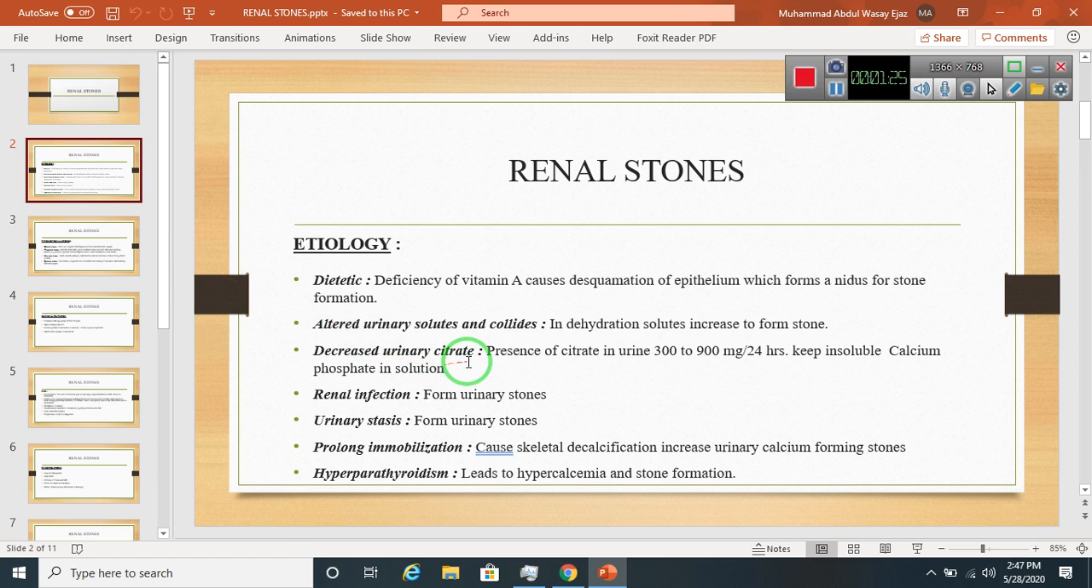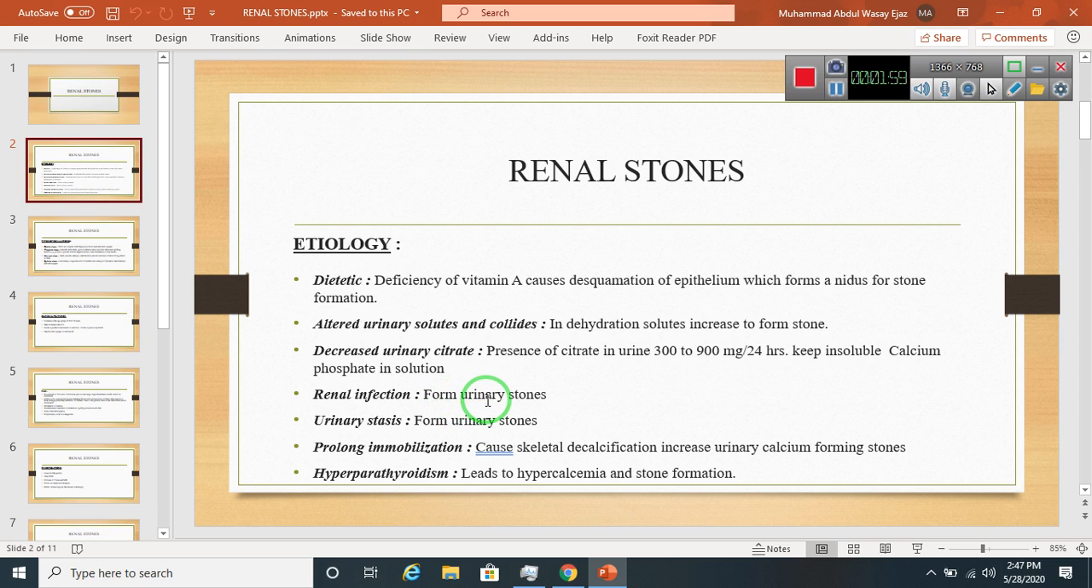Number three is decreased urinary citrate. Presence of citrate in urine, 300 to 900 milligram per 24 hours, keeps insoluble calcium phosphate in solution, but decreased urinary citrate causes the calcium phosphate to precipitate and form stones. Renal infection again forms urinary stones.